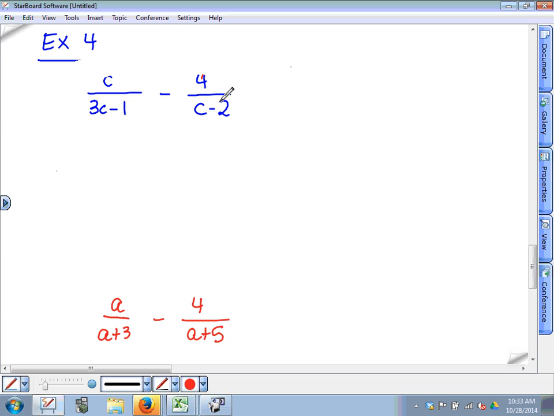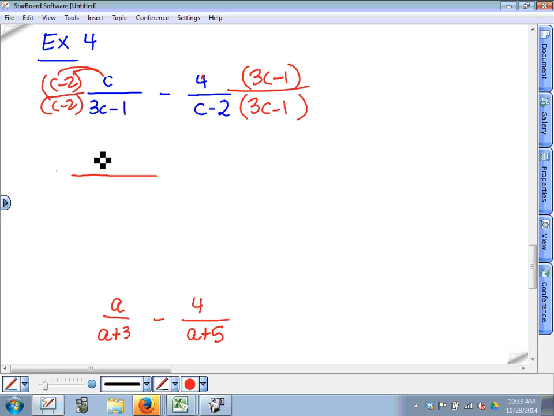This right fraction has a c minus 2, doesn't it, in the denominator? Is there a c minus 2 over here? Well, there has to be. So how do we make a c minus 2? Multiply it by c minus 2 on the top and bottom. But now this left fraction has both a c minus 2 and a 3c minus 1. What's missing over here? 3c minus 1. Now both denominators have the same thing.